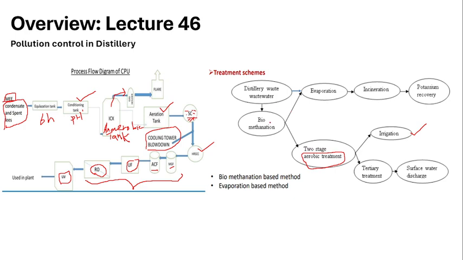Then after biomethanation, it can go here for the two-stage aerobic treatment. Like we have the aerobic tank or aeration tank, then the secondary clarifier, then the second clarification using an advanced clarifier. Then come the different filtration steps and then the UV treatment. These are the tertiary steps. This is the treatment scheme adopted in the CPU, condensate processing unit.